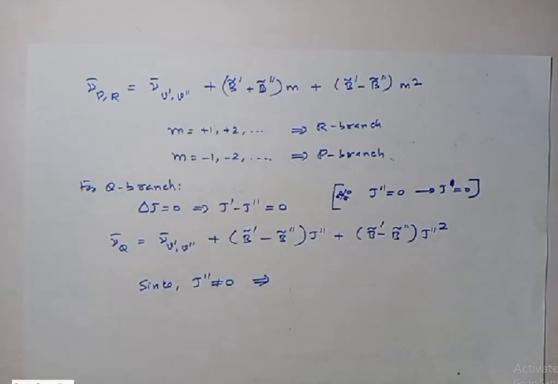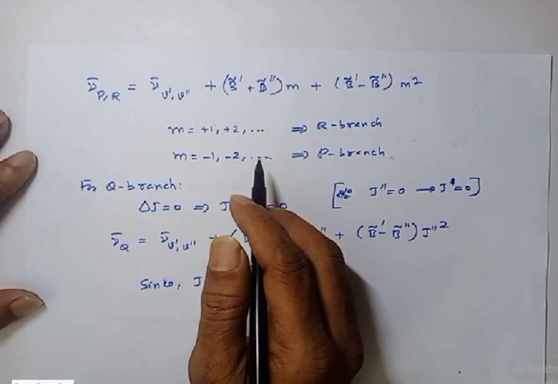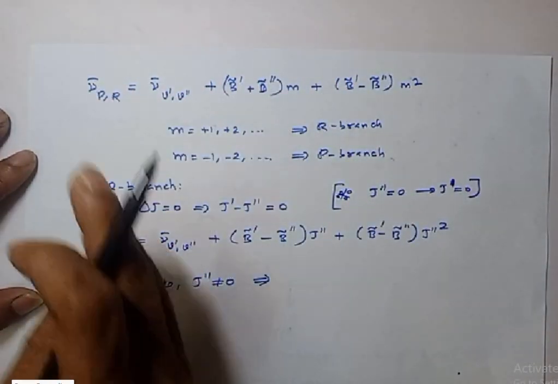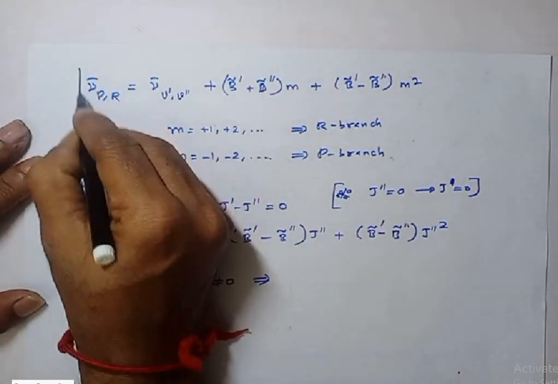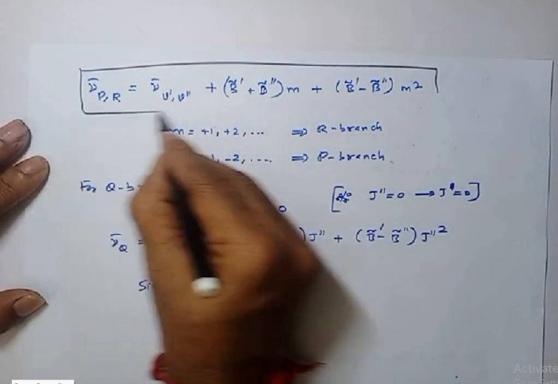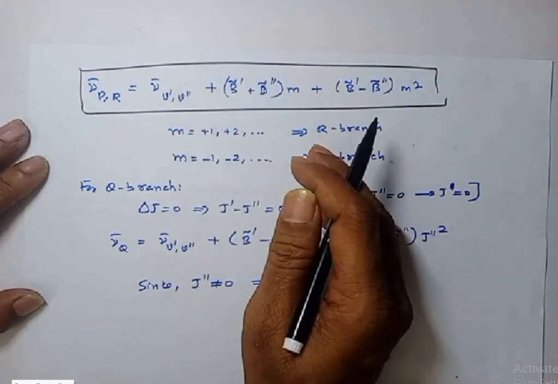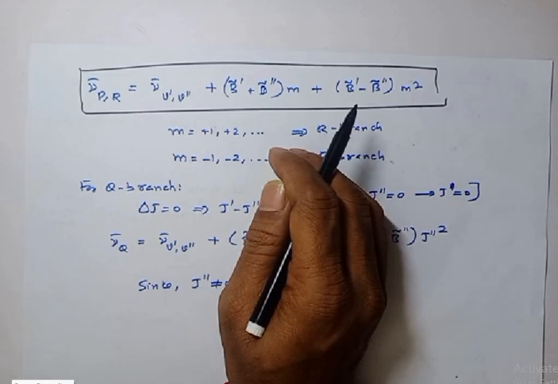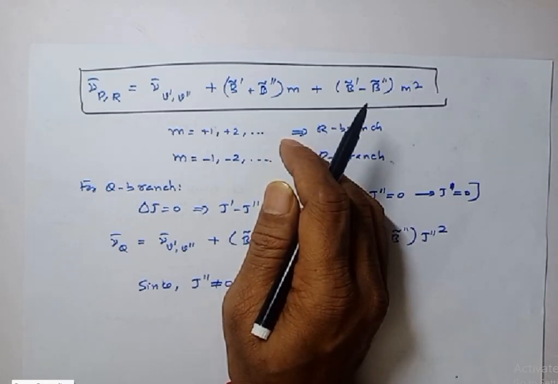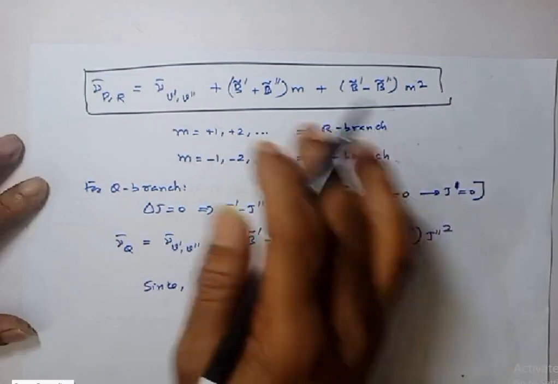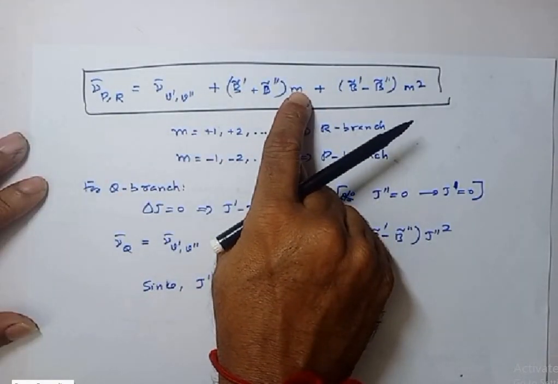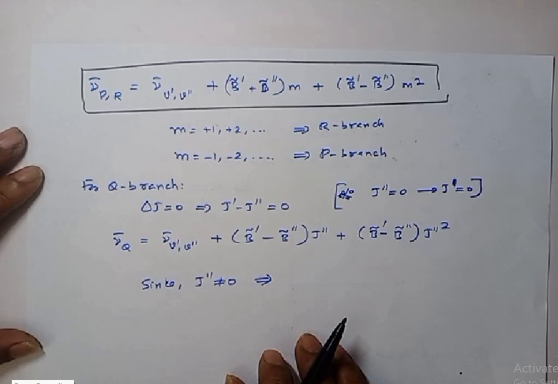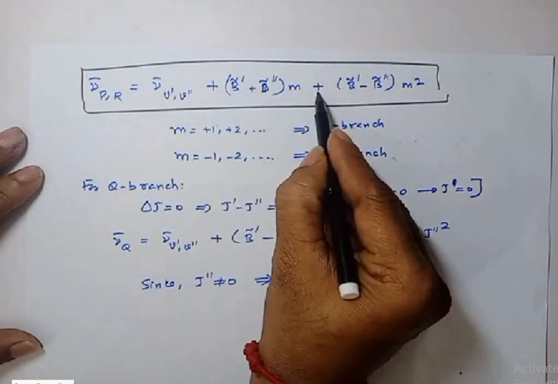So we can combine this, or in a simplified form, we can write the frequency of the P branch and R branch lines. This is the formula. I just replaced J double prime plus 1 and J single prime plus 1 in the P branch and R branch line equations by some number m. And here I put plus, here also I put plus.